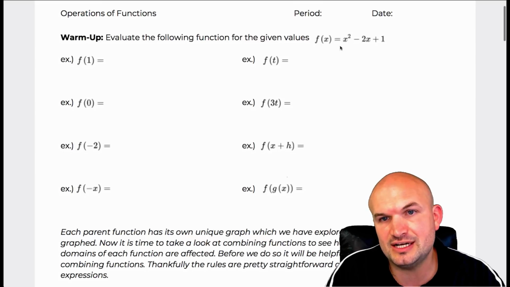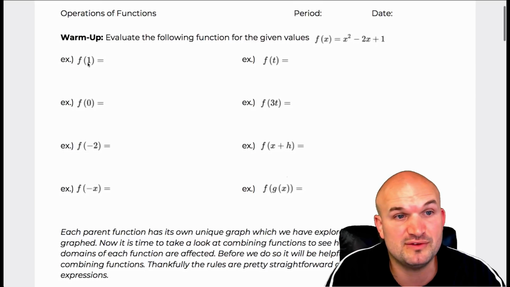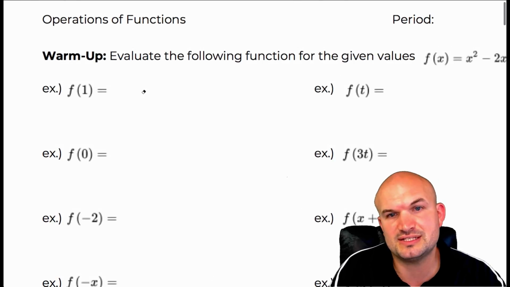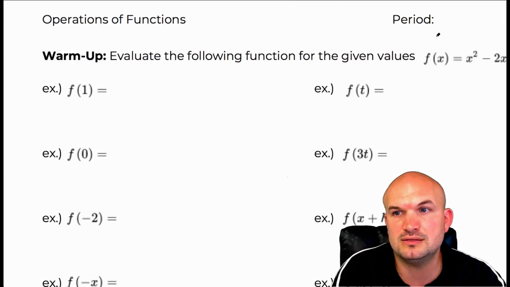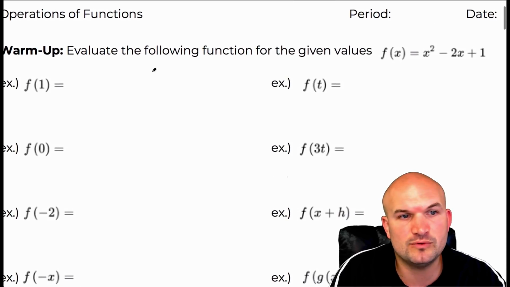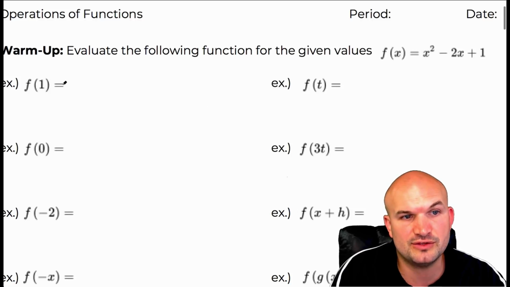And you can see here f of x is x squared minus 2x plus 1. And basically what we're going to do is just find the value of the function for each of these different inputs. So let's go ahead and get into the first one. This is going to be f of 1. Let's just use black here. So f of 1, all we're going to do is replace the x's with a 1.